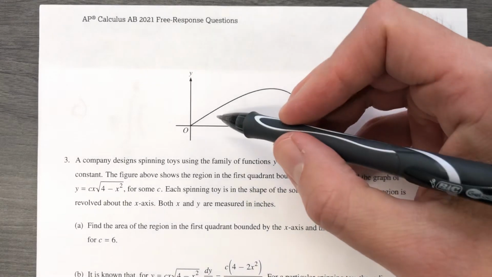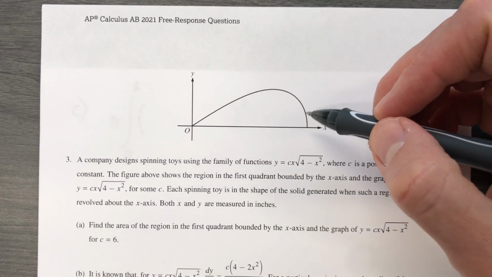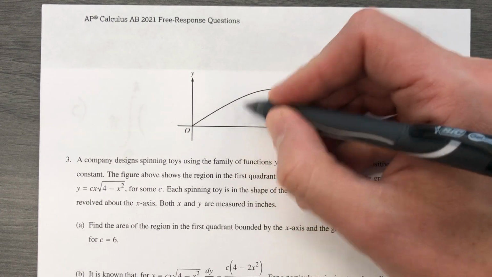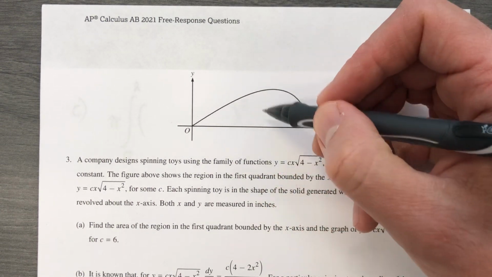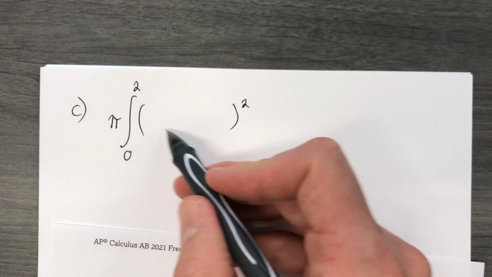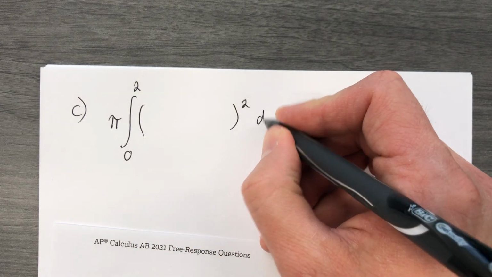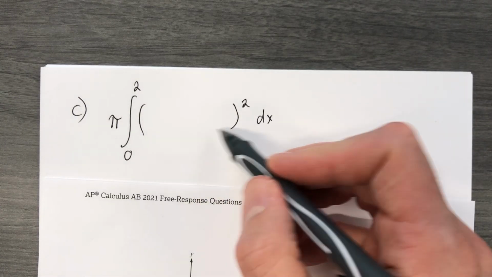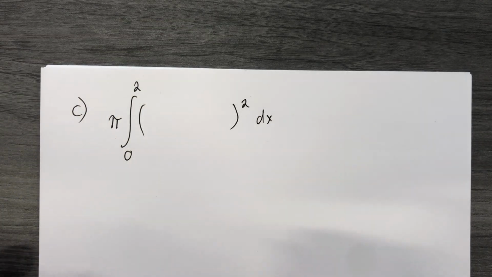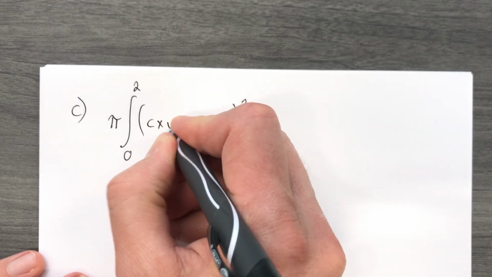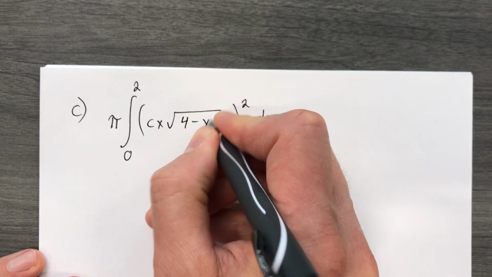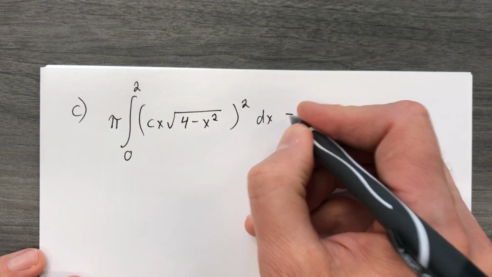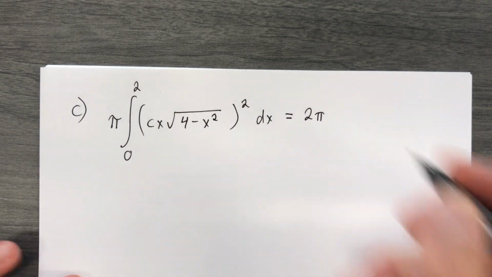It's essentially the accumulation of a lot of areas of circles. So radius, radius, radius, radius, because all these radii spin around. So pi times the radius squared, we're going to call it dx right there. And the function itself goes here. We don't know what c is because that's what they're asking. So (c x square root of 4 minus x squared) squared and then dx. But they did tell us this is equal to 2 pi.